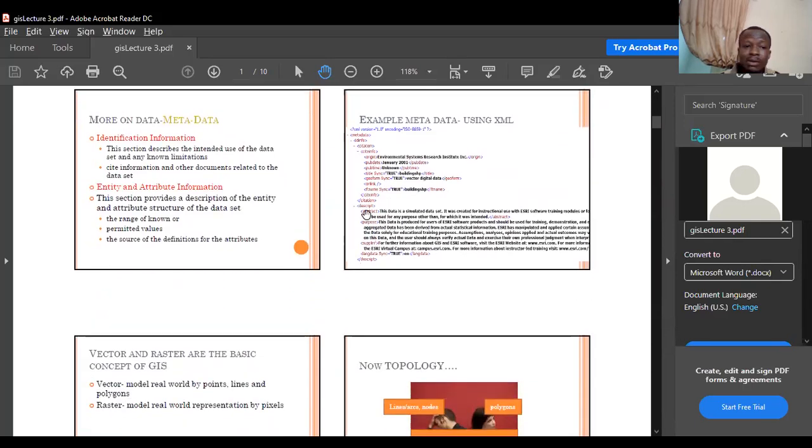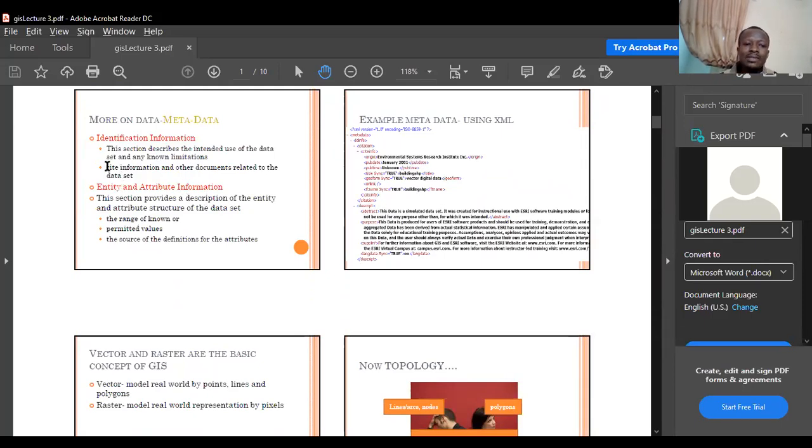Identification information is part of metadata, and this section describes the internal use of the data set and any known limitations. So in other words, we want to tell you exactly what you are holding in your hand, that, okay, this data is for CAF students' practicals. Then you go and take it and use it for media projects. Then you are in trouble, isn't it? Because that is not what it's actually intended for. So we need to be able to identify the data and know that this data is for tests. Okay, for training purposes. Don't use it. All right, we'll find out in an example in a minute.